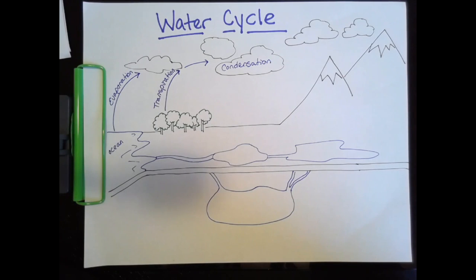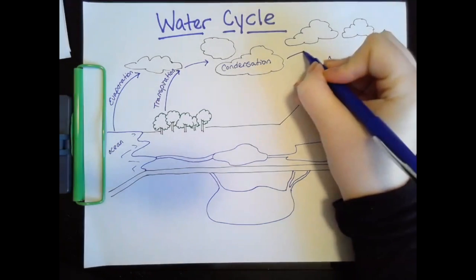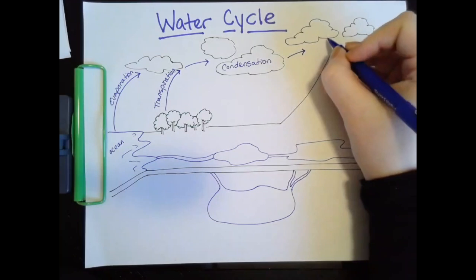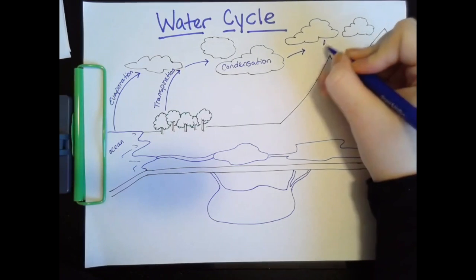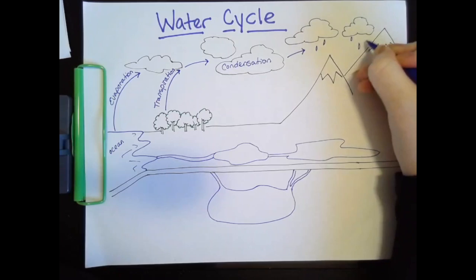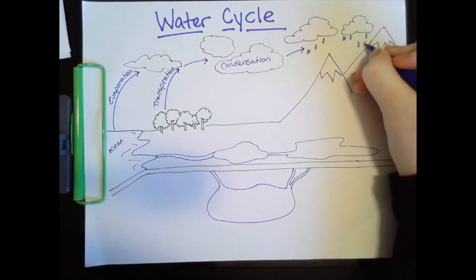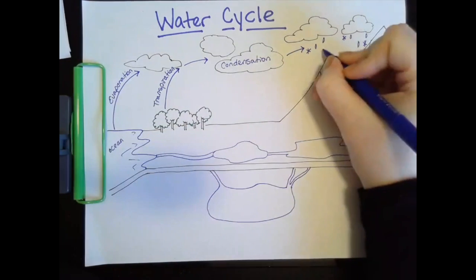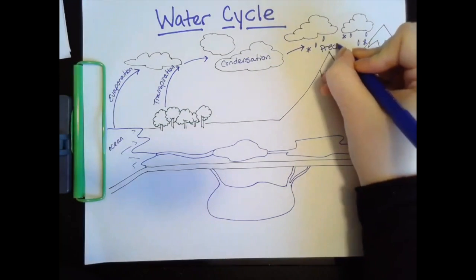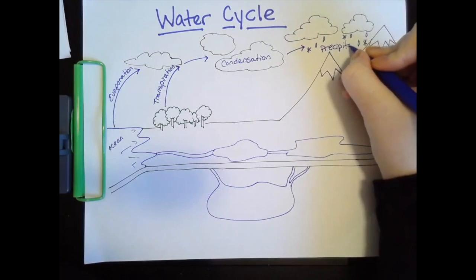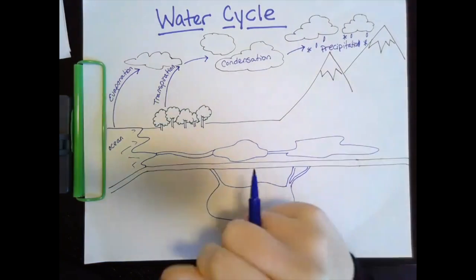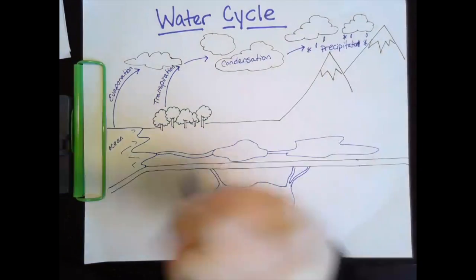When those clouds become dense enough, when they have enough water molecules that they are so dense they can't hold anymore, then they will come over here and they will start releasing that water in the form of rain or maybe snow, depending on how cold it is. And that, I think you know this word already, is precipitation. Okay, that's an N at the end.